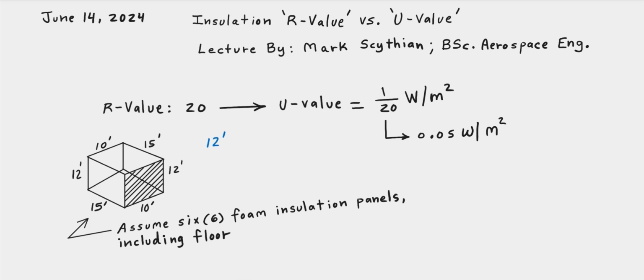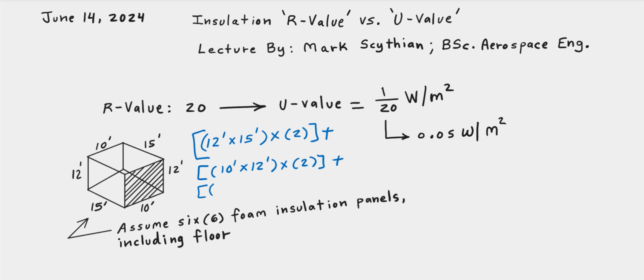So we'll just isolate a certain square footage, and then we have to take it to the volume of the room. So if we take 12 by 15, 12 by 15, 2 of those, 10 by 12, 2 of those, and then the 10 by 15, 2 of those. We have a total square footage of insulation panel area of 900 square feet.